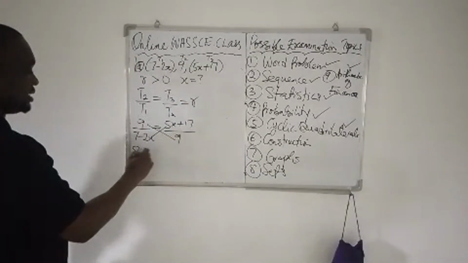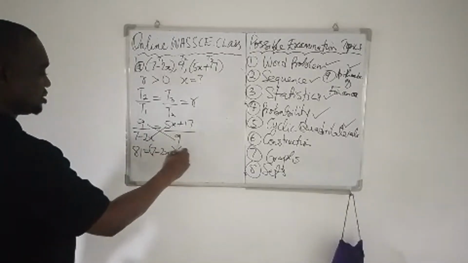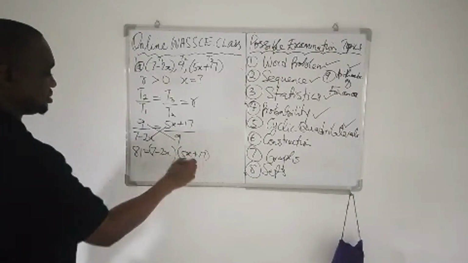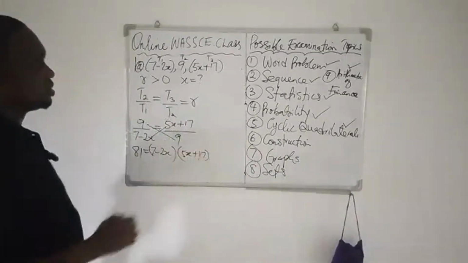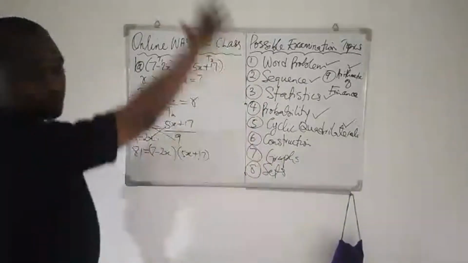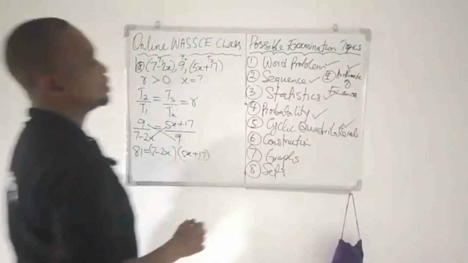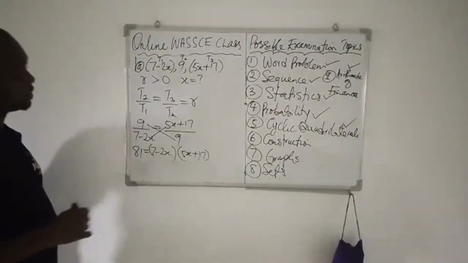So 9 times 9 is 81. So I'm going to have 7 minus 2x times 5x plus 17. I might have to clean this side at some point. I can't help it, but I hope you've taken note of these topics. Please look at number 9. This is a sure one. It's amongst the ones I've ticked if you check.